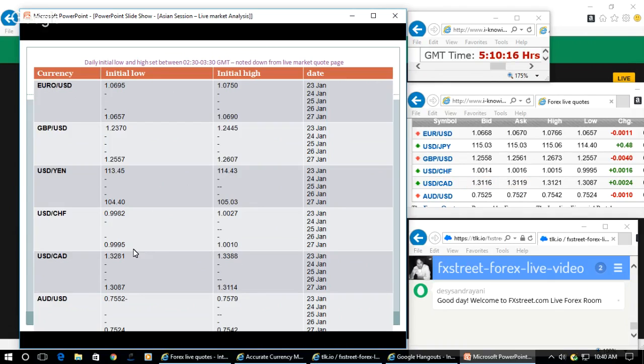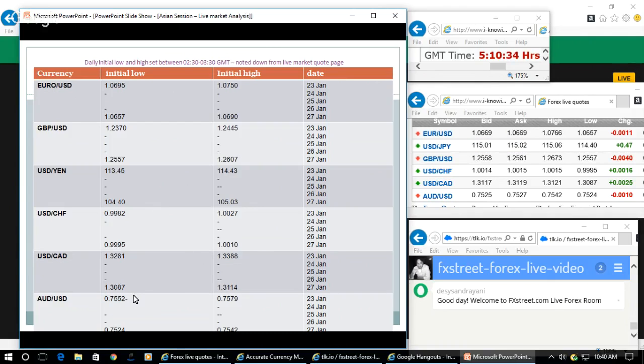Then USD CHF, 0.9995 is the low and 1.0010 was the initial high. They breached and went up to 1.0015, indicating that they will gain and hold the level.